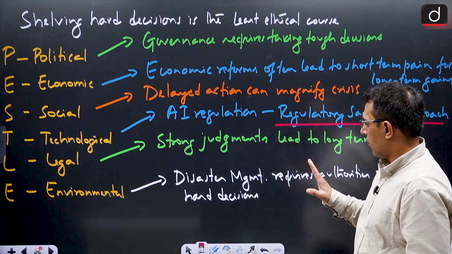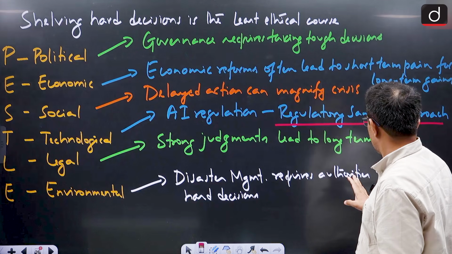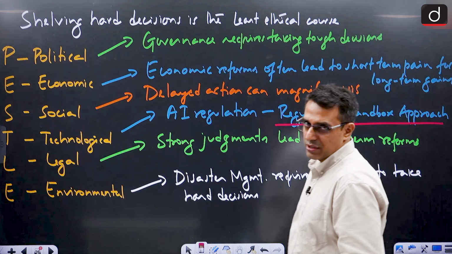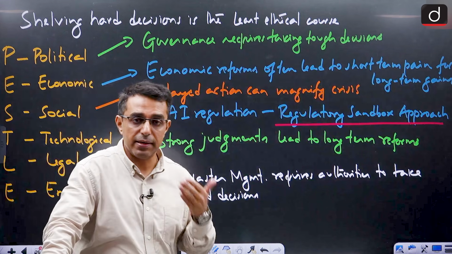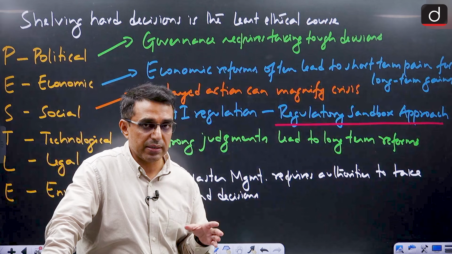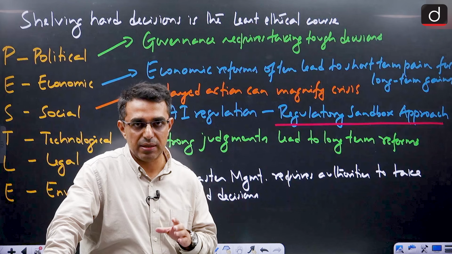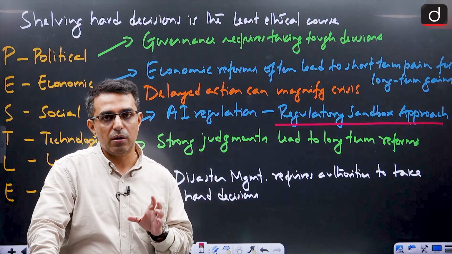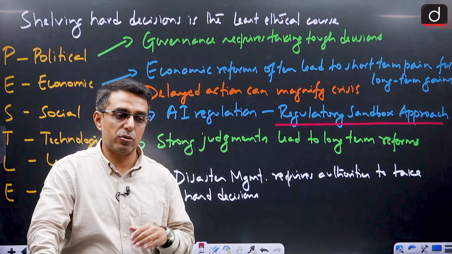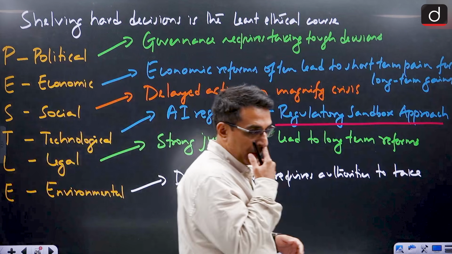Then environmental dimension. We can say that disaster management requires authorities to take hard decisions, right? India is a disaster prone country, so we can give the example of the evacuation of people from their homes, etc. These decisions seem to be hard, but they are for the long-term benefit of the people, and through this approach the government has been able to save lives.